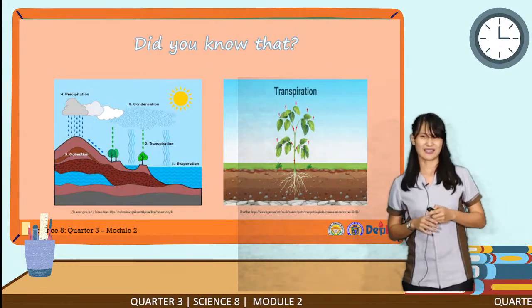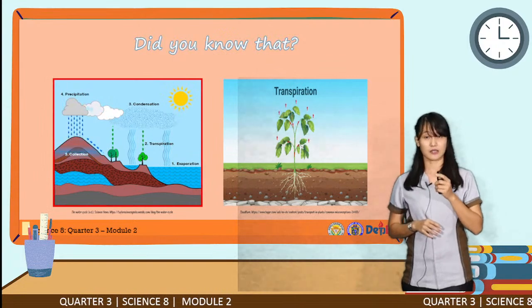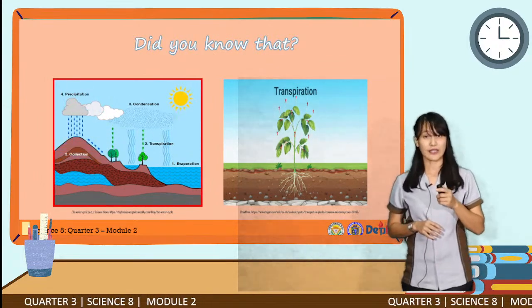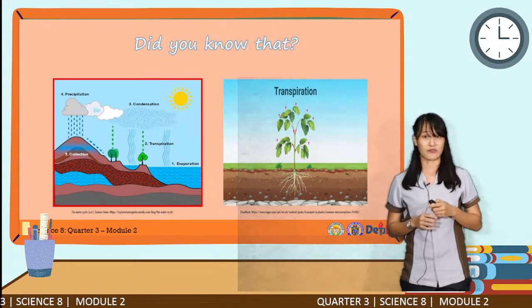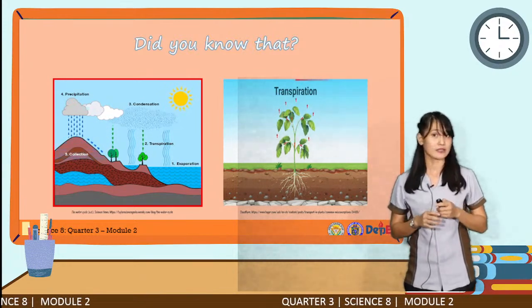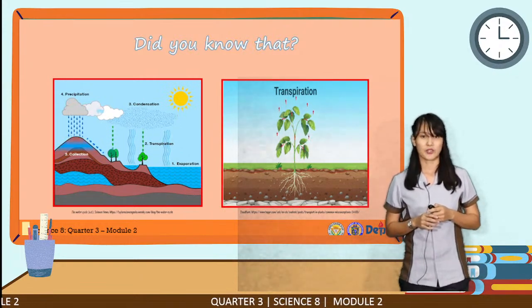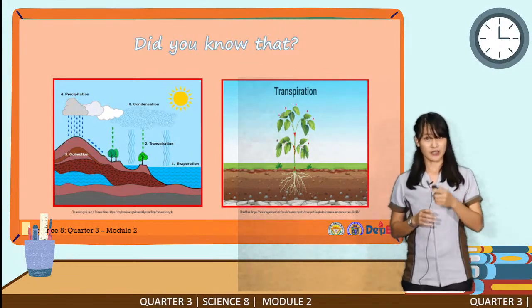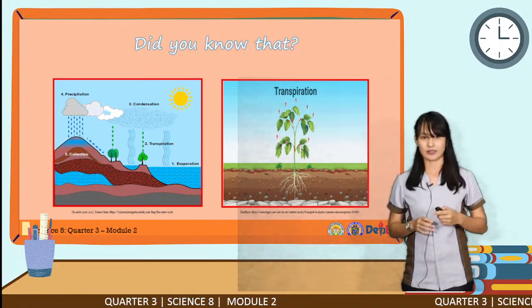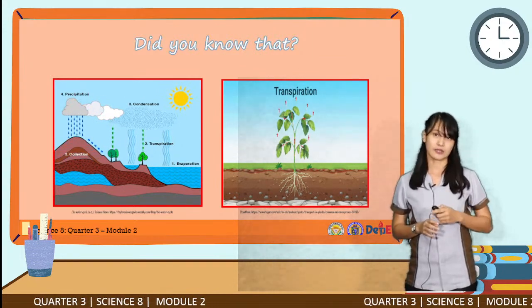Did you know that? Studies have shown that lakes, rivers, seas, and oceans provide nearly 90% of the moisture in the atmosphere through the process of evaporation. The remaining 10% is contributed by plant transpiration, or the evaporation of water through the leaves of plants. It is an important factor in the water cycle as it is one of the major sources of water into the atmosphere.